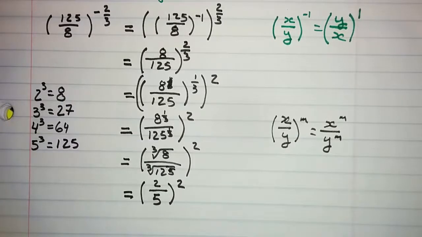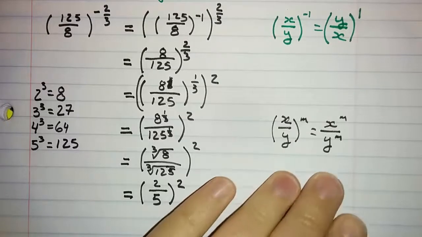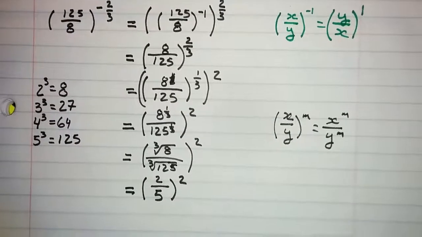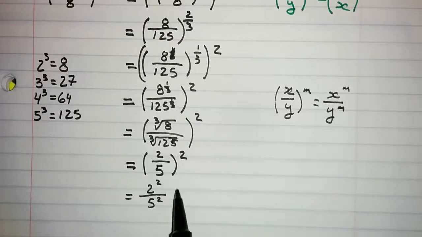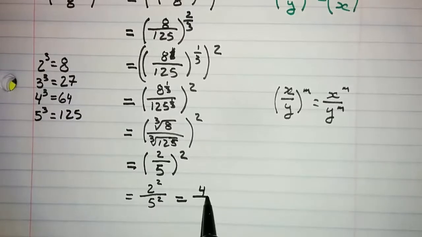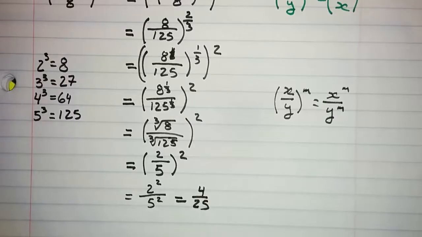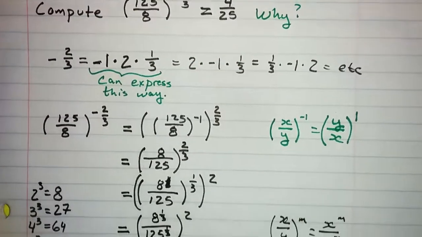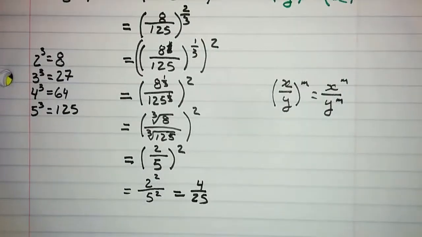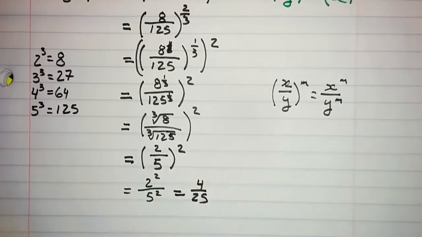And now we just have to square 2/5. We're going to use this rule again. 2 squared over 5 squared, and we get 4/25. Again, we already knew that 4/25 was going to be the answer. But now we see why it works out this way. We're taking cube roots and then squaring. And somewhere in there we took a reciprocal.